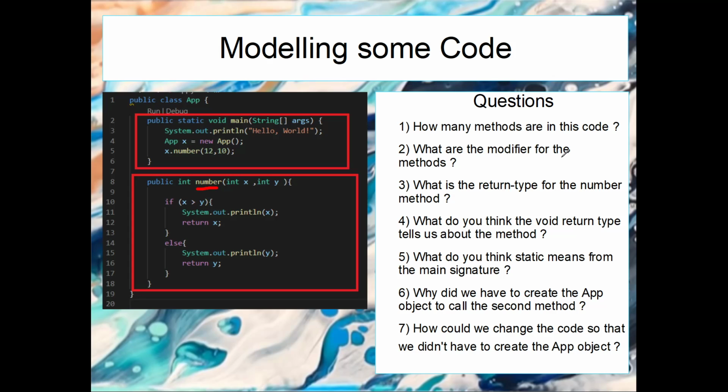What are the modifiers for the method? Well, we've got 2 public modifiers. What does that mean? Well, that means that we can access that anywhere in the code. So we can call that anywhere.